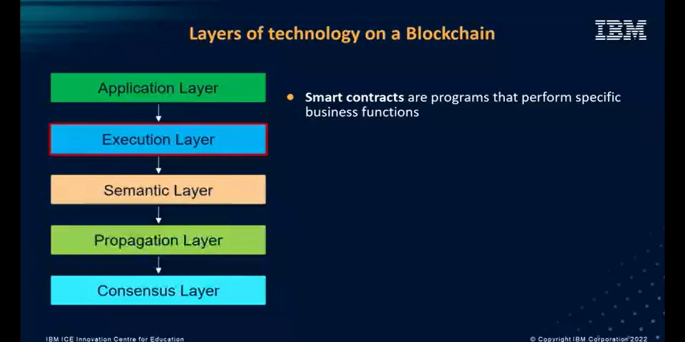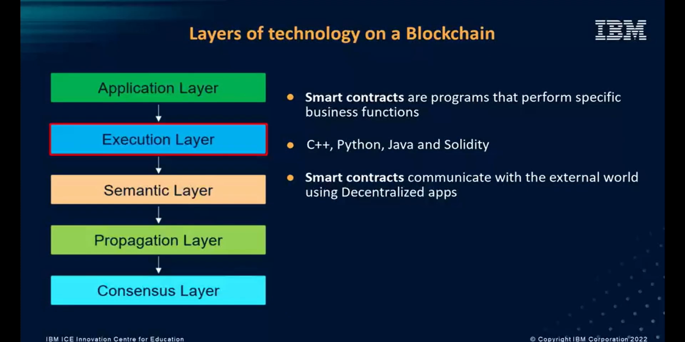Smart contracts are programs that perform specific business functions. They reside on the blockchain and can be invoked by any user. They are written using high-level languages like C++, Python, Java, and Solidity. They are compiled, and the resulting bytecode is deployed in the blockchain with a unique address. Smart contracts communicate with the external world using decentralized apps or dApps and oracles.